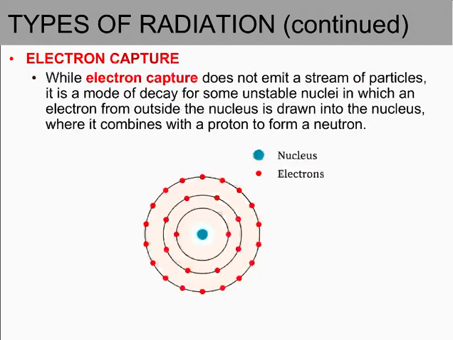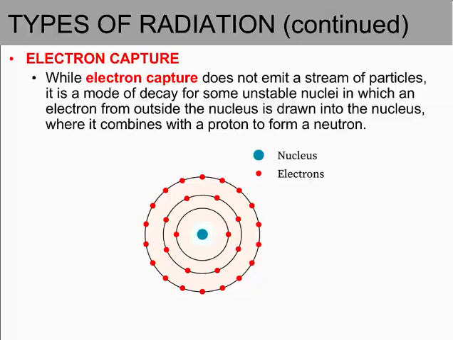And then the last type of radiation is called electron capture. Electron capture is going to have the same exact result as positron emission. It's just a different process. Electron capture does not emit a stream of particles, but rather the nucleus is going to absorb an electron from one of the surrounding sets of electrons.